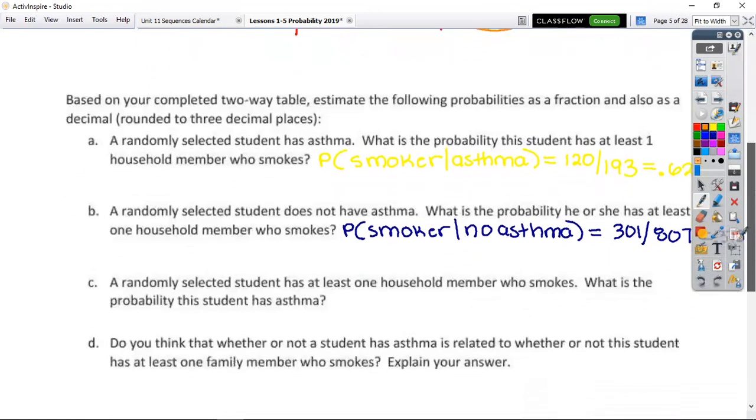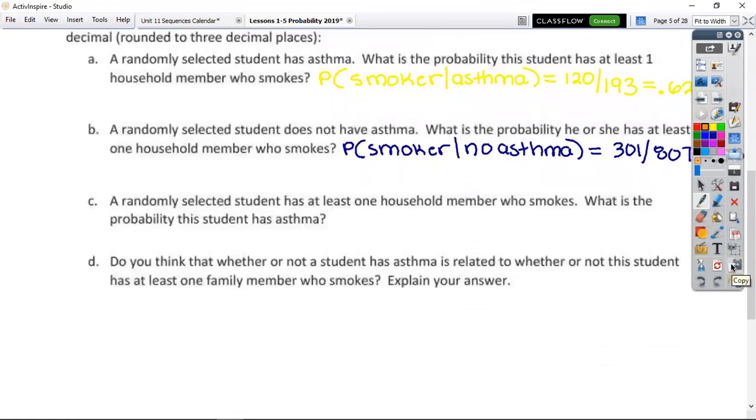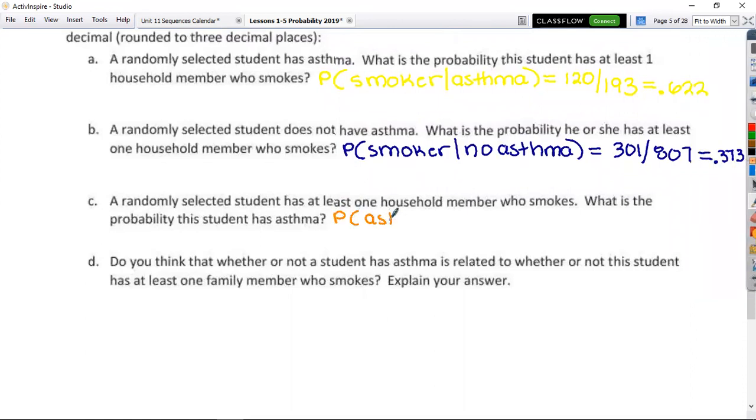So I'm going to go 120 over 421 in a second. So I want probability of asthma given the condition of there is at least one smoker. And that was equal to, I just circled 120 and 421. And then you're going to divide it up. All right, I got points like 285. Yep, just like that.